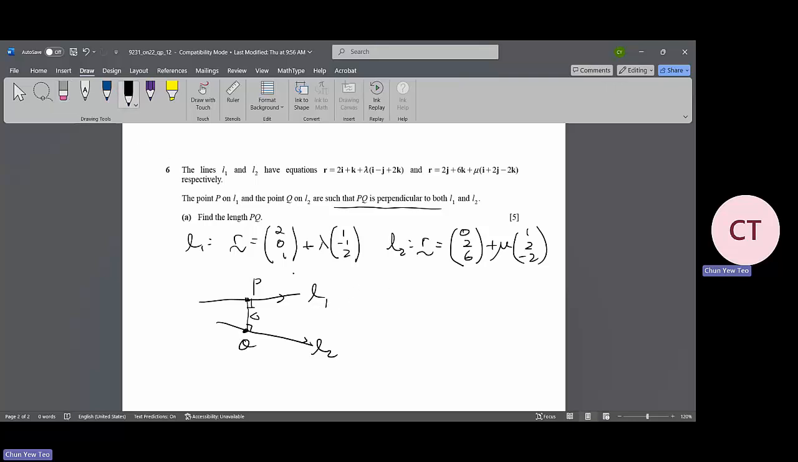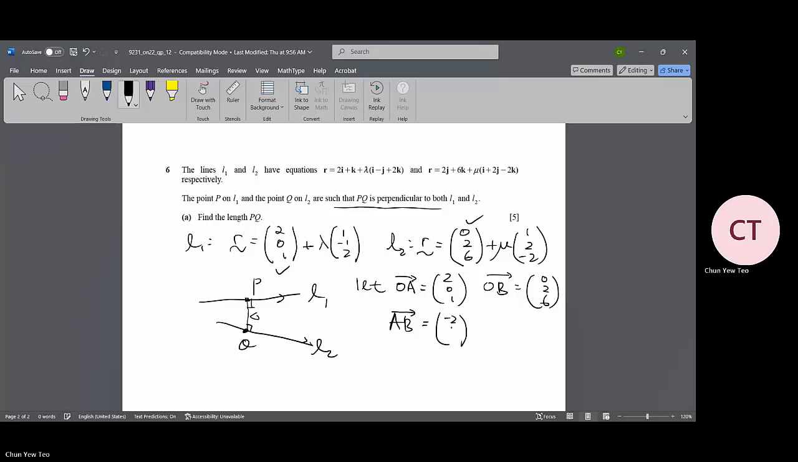So what we need to do is let this one be called OA, 2, 0, 1, and this one be called OB. So we go and find AB. AB will be B minus A. Let's say A is here and B is here.